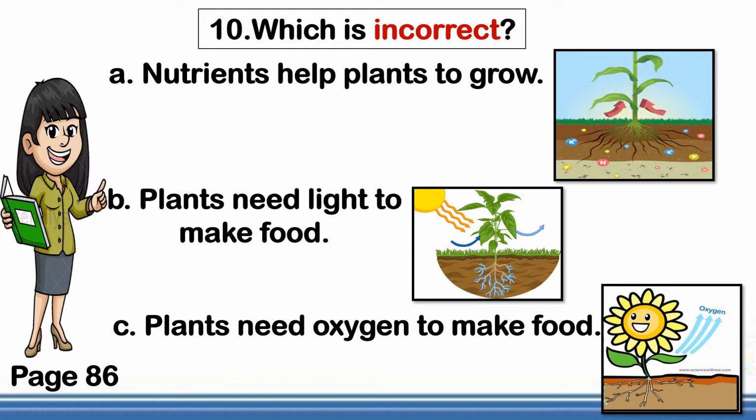Which is not correct? Letter A. Nutrients help plants to grow. Plants need light to make food. Letter C. Plants need oxygen to make food. What air does the plant need to make food? Is it oxygen or carbon dioxide?